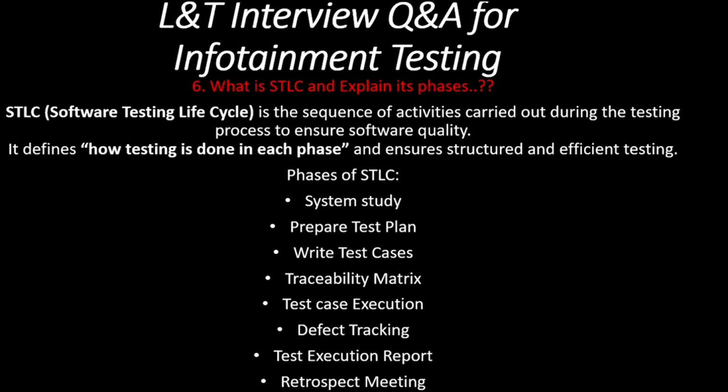What is STLC, and explain its phases briefly. STLC, Software Testing Life Cycle, is the sequence of activities carried out during the testing process to ensure software quality. It defines how testing is done in each phase and ensures structured and efficient testing. The phases involved in STLC are system study, prepare test plan, write test cases, traceability matrix, test case execution, defect tracking, test execution report, and retrospective meeting.